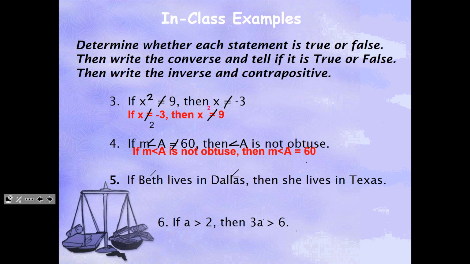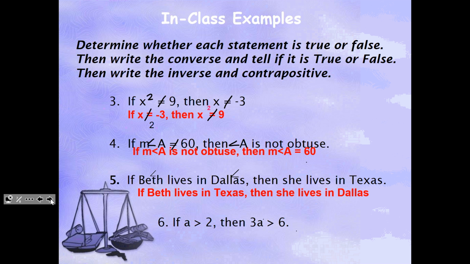Number 5 says, if Beth lives in Dallas, then she lives in Texas. True or false? What do we think? It's true. Okay. If I was to write the converse, what am I going to do to that sentence? Flip it, right? So then it's going to say, if Beth lives in Texas, then she lives in Dallas. Is that true? No. Right? And then for inverse and contrapositive, we just need to go and add in the nots. Okay.